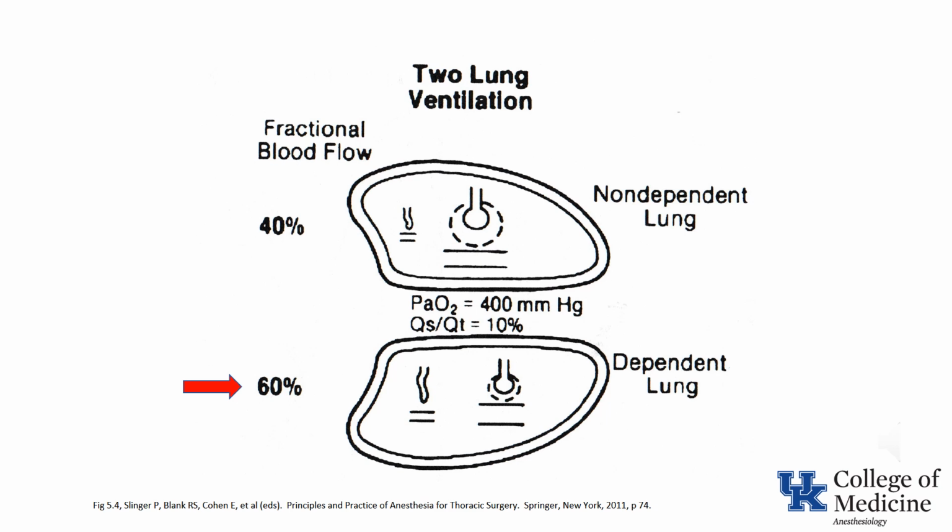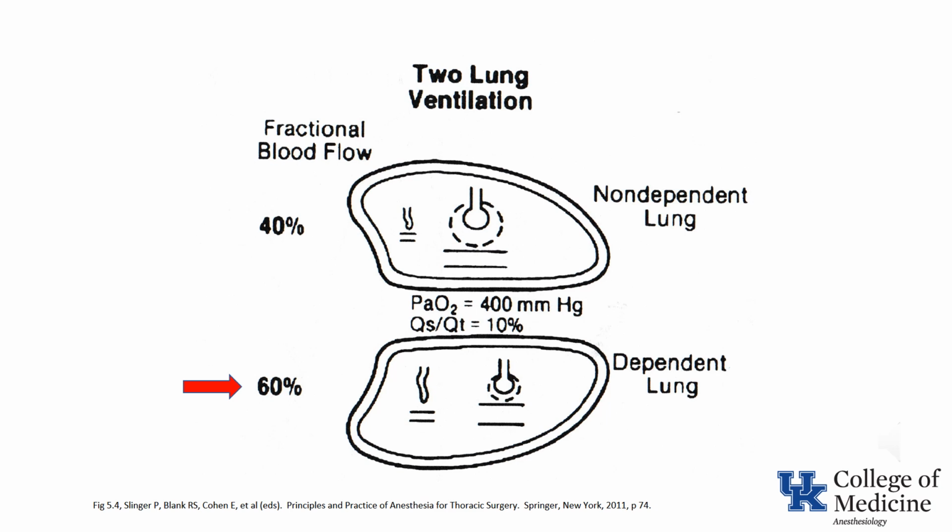Consider one example of the impact of gravitationally dependent perfusion. This illustration shows the effect of the lateral position on two-lung ventilation and perfusion during positive pressure ventilation. Notice that blood flow is preferentially distributed to the dependent lung, as evidenced by the fact that it receives 60% of blood flow. Lung units in the dependent lung are smaller and therefore have more densely packed surfactant, resulting in increased compliance compared to lung units in the non-dependent lung.